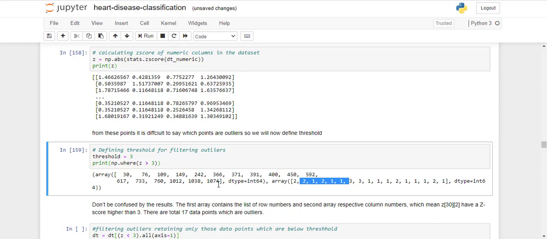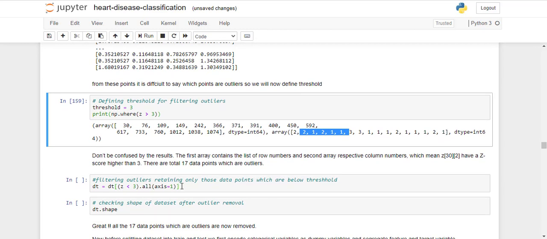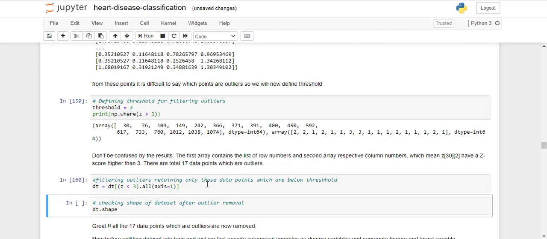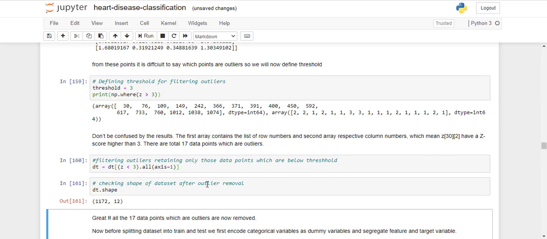So what we will do, we will simply remove that. Okay, because it will later affect our model. So we have completely removed our outliers. Now we have only 1172 records. Earlier we had 1189 records. So a total of 17 outliers are removed now.